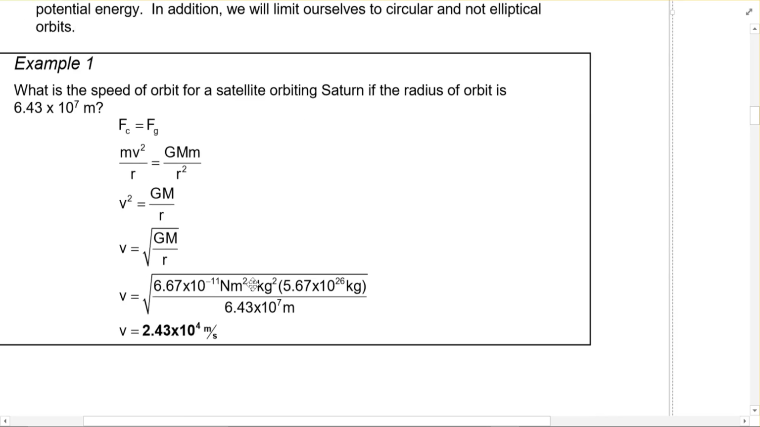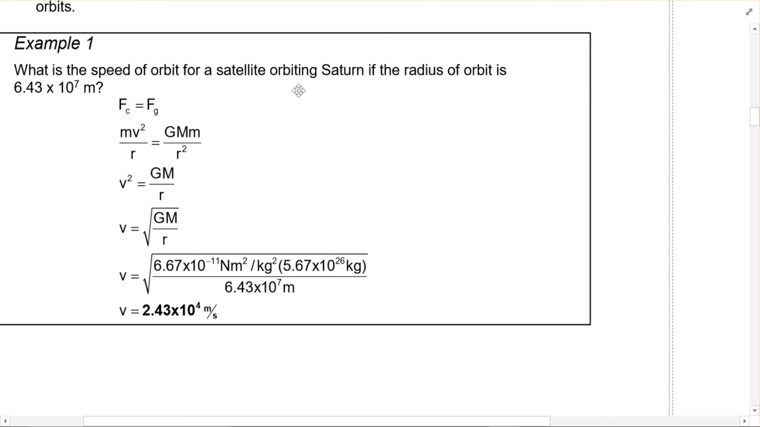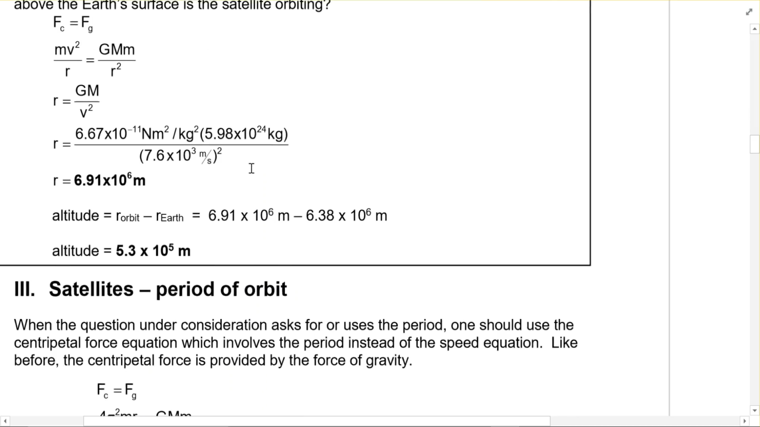Okay, so example 1. What is the speed of orbit for a satellite orbiting Saturn if the radius of orbit is 6.43 times 10 to the 7? So we start off with Fc is equal to Fg, and Fc is equal to mv squared over r, and we can solve for it by that. And that number times 10 to the 7 is from the center, because it's saying that the radius of orbit is this. So that's not from the surface of the planet. That's from the center of the planet.